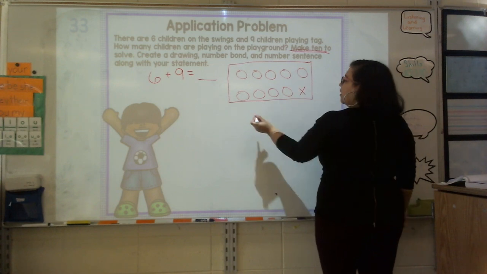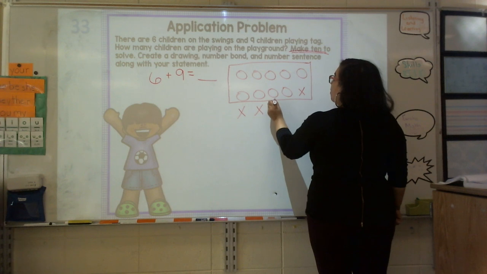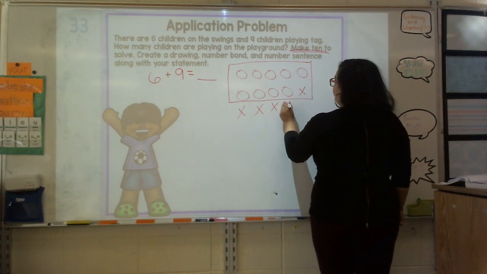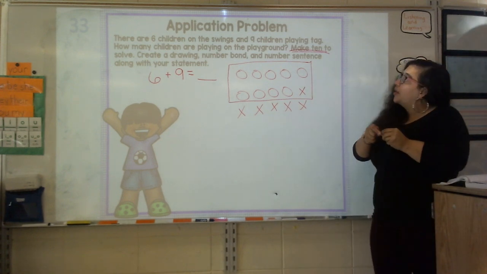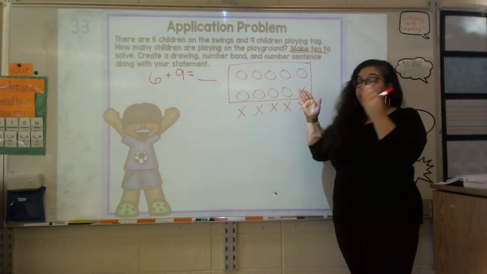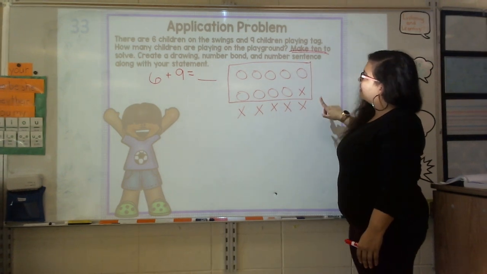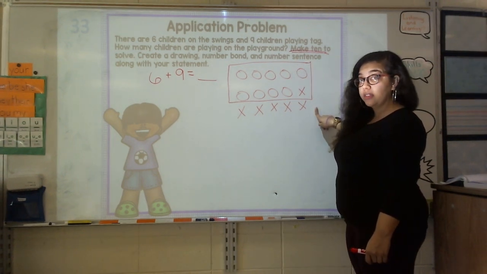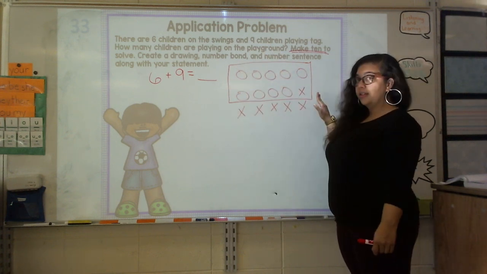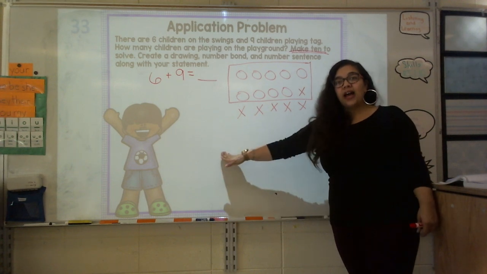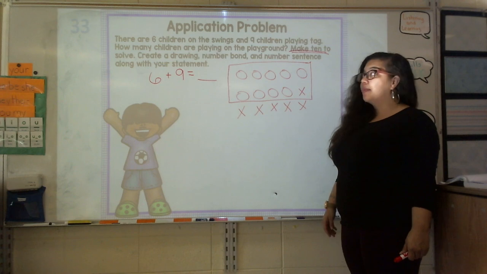1 swinging child, 2 swinging children, 3 swinging children, 4 swinging children, 5 swinging children, 6 children on the swing. So we now see a picture to show the 9 children playing tag and the 6 children playing on the swings. This picture shows me a group of 10 and 5 more. So we can say 6 plus 9 is equal to 10 plus 5.